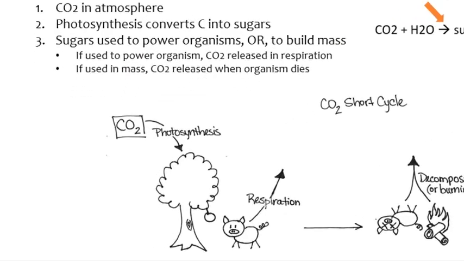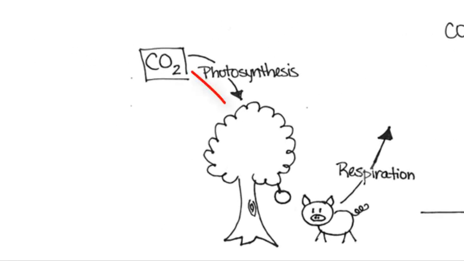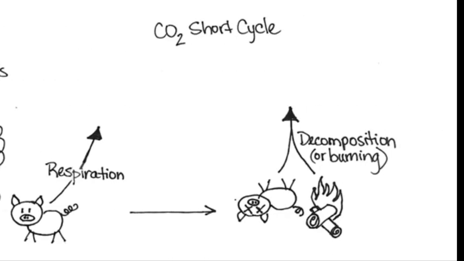Carbon dioxide is used in photosynthesis to build the mass of a plant. That carbon is transferred to an animal when the animal eats the plant's mass, like a fruit or leaves or roots. When an animal respires, it takes in oxygen and releases carbon dioxide. Photosynthesis and respiration is how most life gets its energy. Respiration is one way to release carbon dioxide back into the air. The other way is through decomposition or burning.